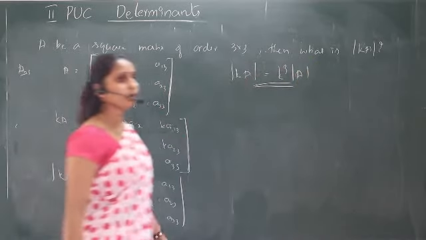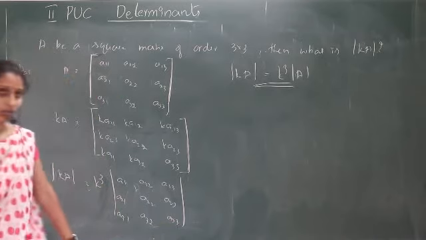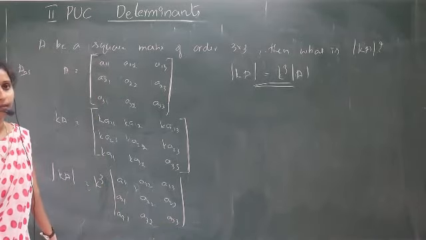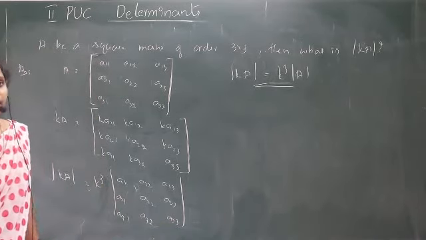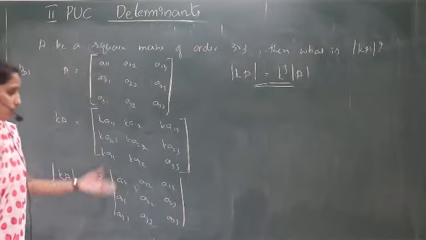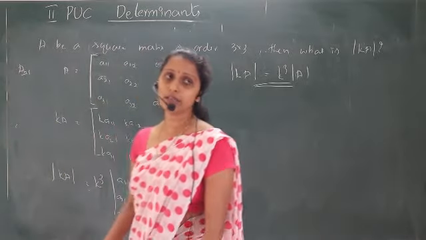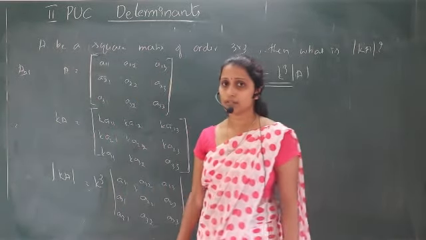So this is very important. Determinant of k into A is k cube of determinant of A, if it is 3 by 3. If it is 4 by 4, I have to take one more: k power 4 into determinant of A. If it is 5 by 5, determinant of k into A is k power 5 into determinant of A. So this is very important. This will be asked for 1 mark in our theory exams.